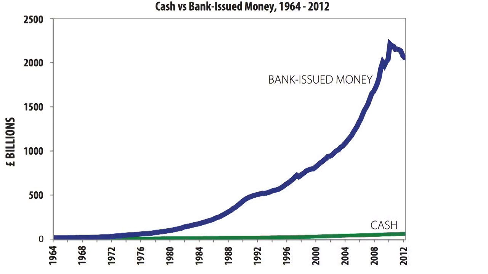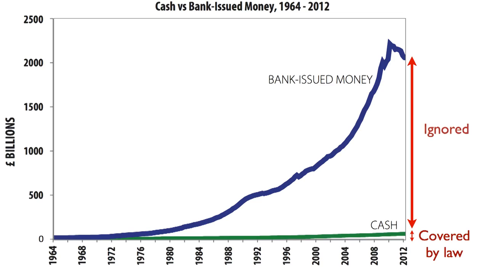This is cash down here at the bottom. So the 3% here, this is 3% of all the money that exists. And then this is the 97% of the money supply that is created by the banking sector. And this 3% is what is covered by the law. And this is the 97% that is ignored by the current laws.